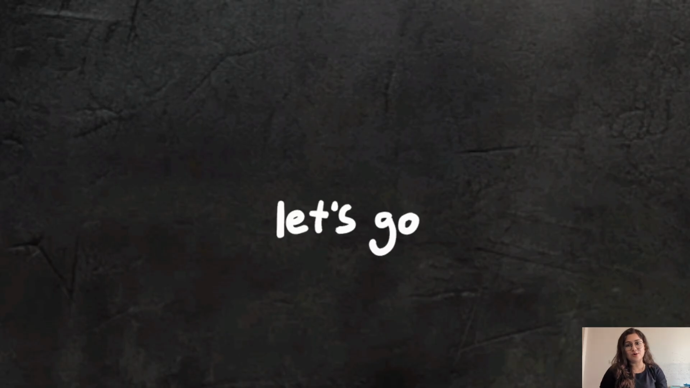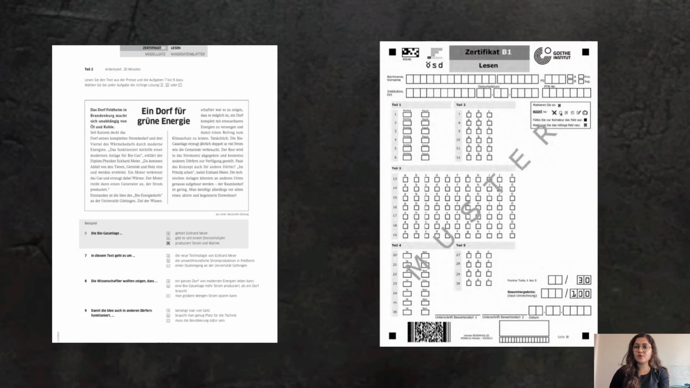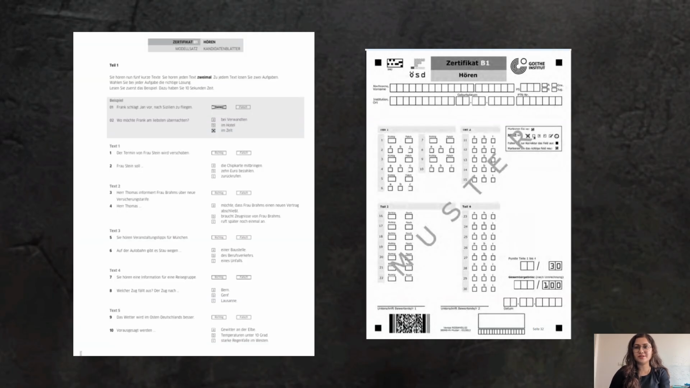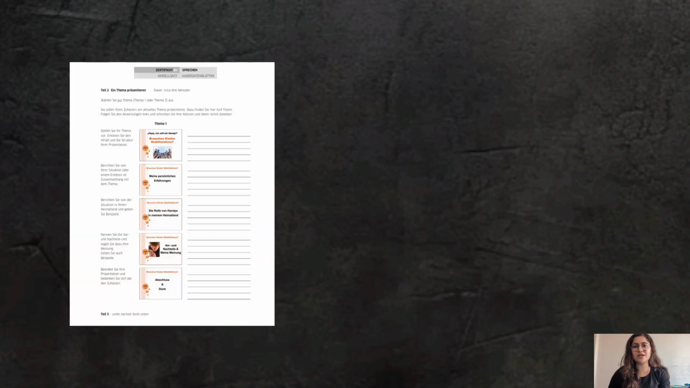Alright, so los geht's! Let me start by sharing the different question papers and the answer sheets of different modules of B1 Goethe exam. Starting with Lesen. This is what your Lesen question paper and answer sheet, which we call Antwortbogen, looks like. This is what your Schreiben question paper and Antwortbogen looks like. This is what your Hören question paper and Antwortbogen look like. And finally, this is what your Sprechen question paper looks like.